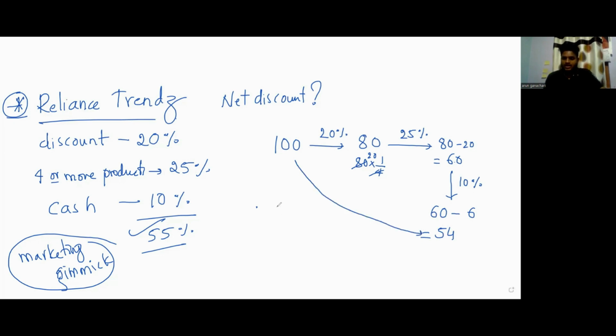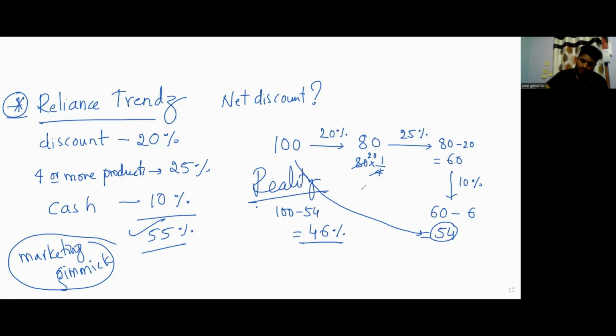So from 100, how much discount have we given? How will you calculate this? 100 minus 54. 54 is the final value you are getting if we started from 100. What was the discount given? Discount given was actually 46%. Getting this? This is the reality: they are giving you only 46% discount. But the eyes cannot perceive that.